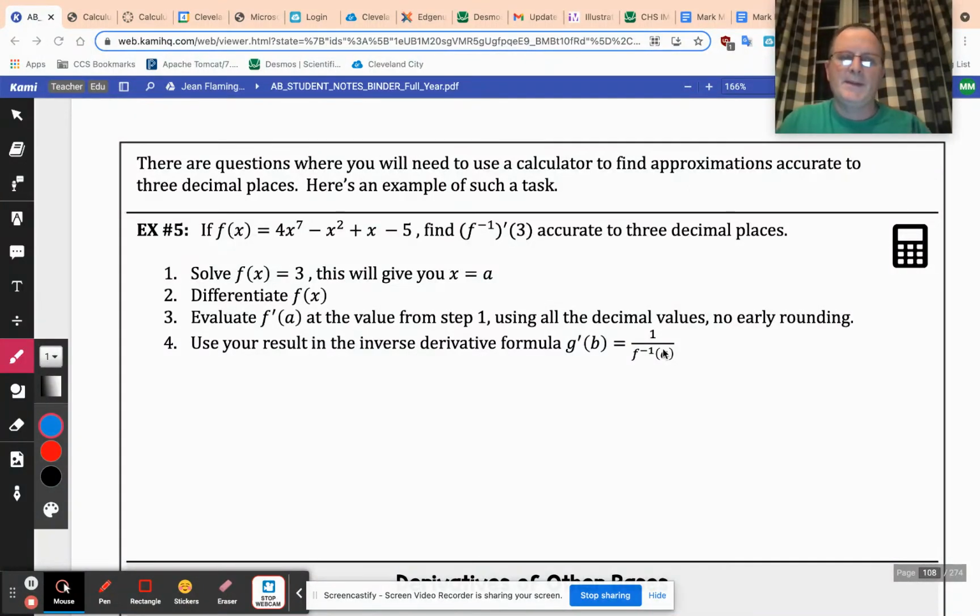All right. So it says there are some questions that you'll need a calculator to find approximations accurate to 3 decimal places. Here's an example of such a task. It says if f of x equals 4x to the seventh minus x squared plus x minus 5, find f inverse prime of 3 accurate to 3 decimal places.